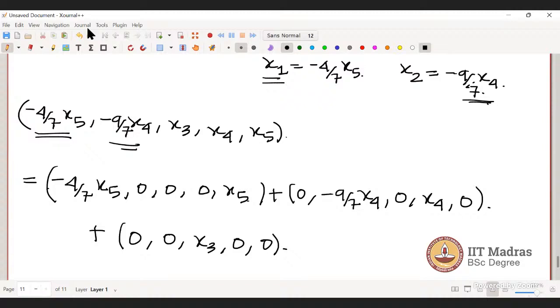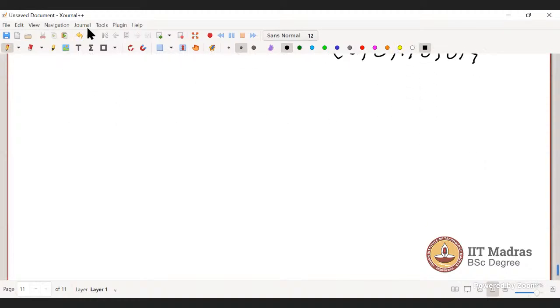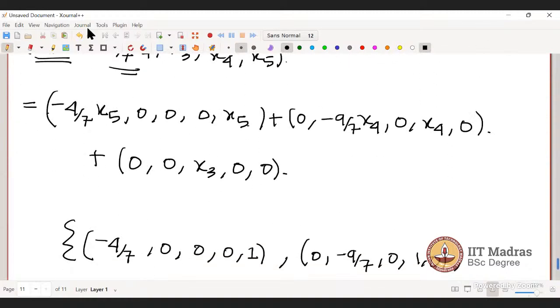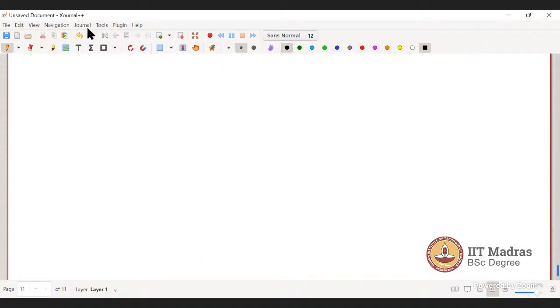Then 0 x4. Sir, may I ask? How is x5 factored in with the first one? I'm taking x5 out common from here, x4 common from here, and x3 common from here. That will give me the basis. Okay, so next question. Okay, fine.